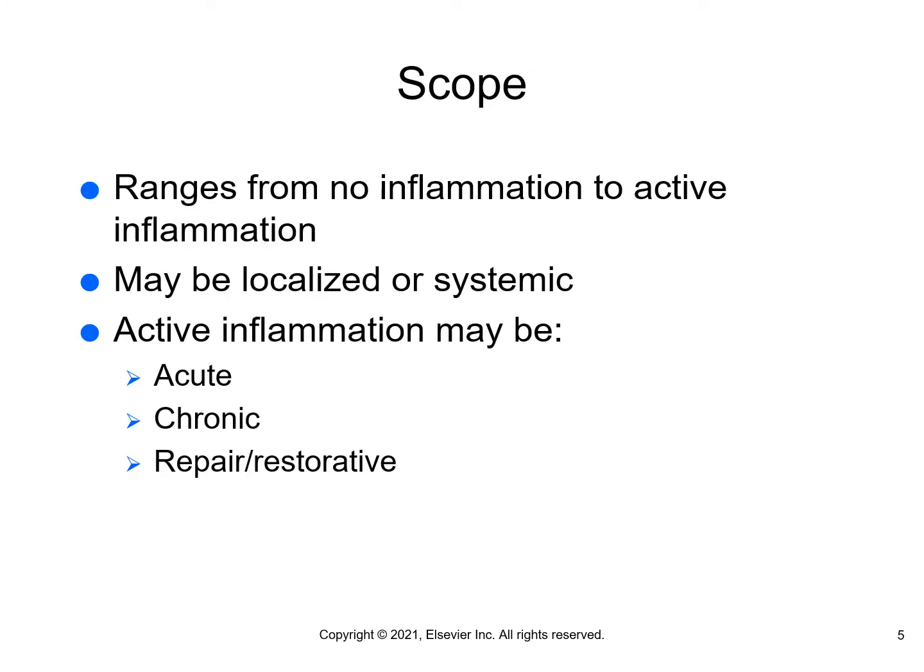So we spoke about the scope of this concept going from no inflammation to active inflammation. And in that active inflammation, you saw that it could be anything from acute to chronic to restorative. So that you'll see in figure 23.1. Also, you're going to see the inflammatory response and those inflammatory factors and their effect. I would advise you to be familiar with them, understand the process.